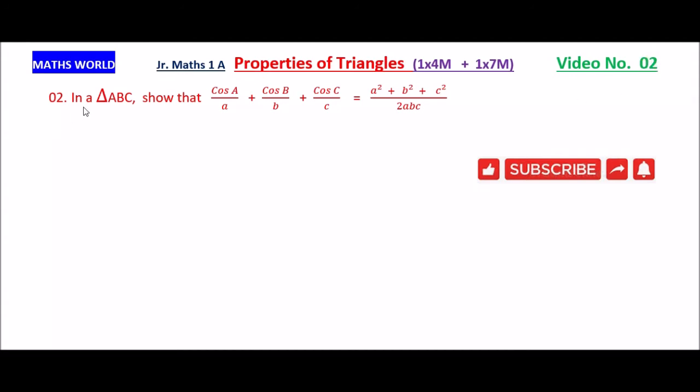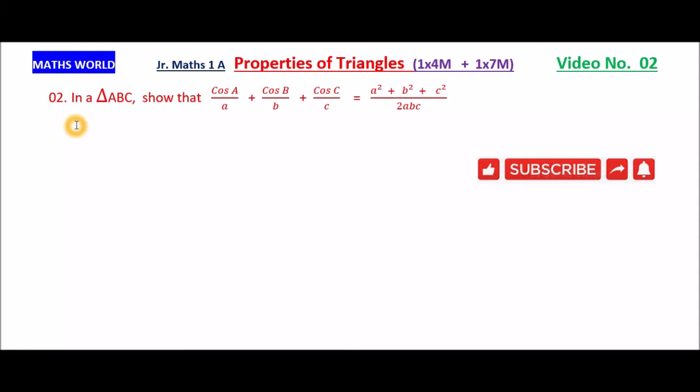The second question. In triangle ABC, show that cos A by A plus cos B by B plus cos C by C is equal to A square plus B square plus C square divided by 2ABC. Again, I repeat the question: cos A by A plus cos B by B plus cos C by C is equal to A square plus B square plus C square divided by 2ABC.